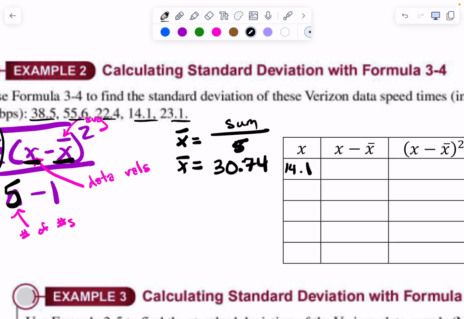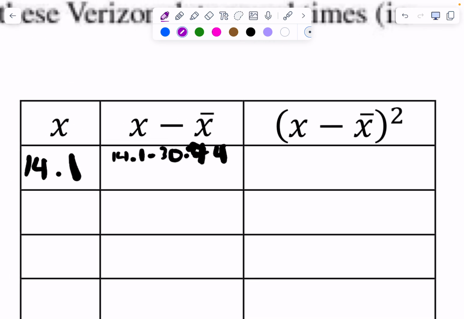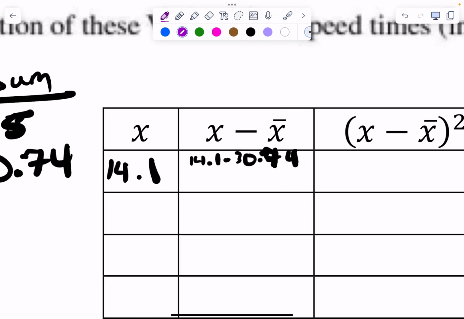The first thing I'm going to do is take 14.1 and subtract 30.74. Why? Because that's the procedure. That's what it says: x minus x bar. But I thought you can't have a negative. You just wait, because we're going to square it. So 14 minus 30.74.